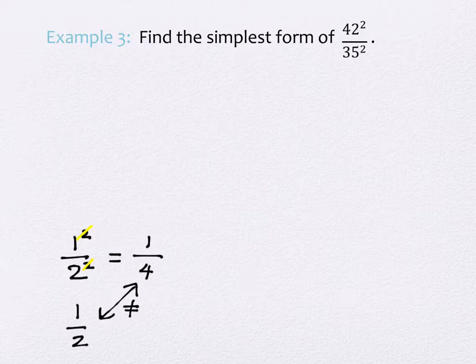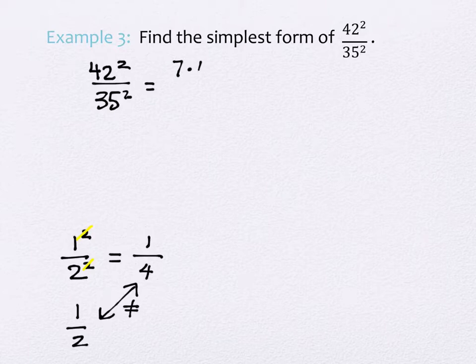So instead of trying to cancel out the squareds, it would be easier for us, I'm just going to rewrite it here, to take a look at how these numbers break down. So ignore the squares for a moment. Can you tell me 42? What are two numbers that multiply to give you 42? All right, 7 and 6 are really good ones. So 7 times 6, and I'm going to put the squared on the outside like that for the moment.